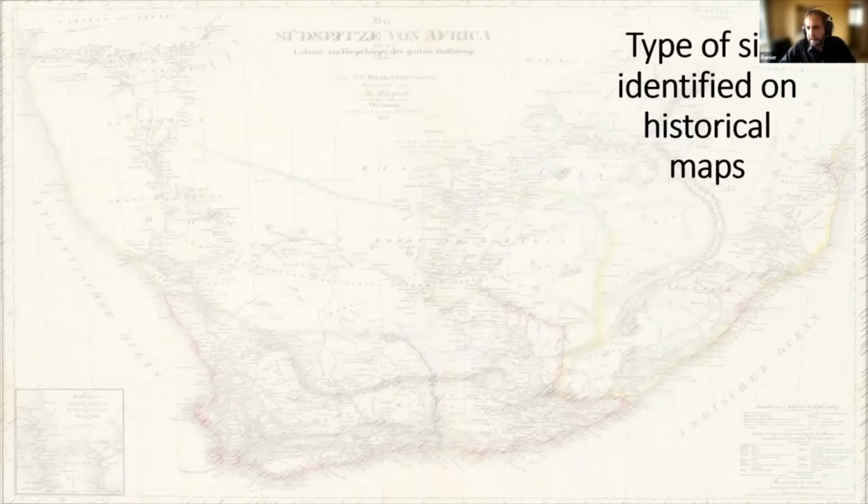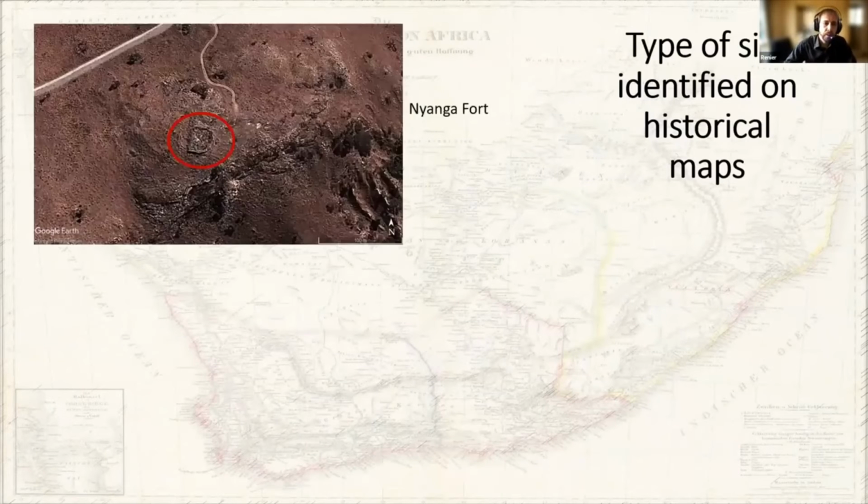So we have very different types of sites that we can identify from these historical maps for use in our projects. The one, as I already showed you, was the example of a Nyanga fort, which is clearly visible on Google imagery, although you don't always know where they are. So having them indicated on a map can greatly speed up the process of finding them.